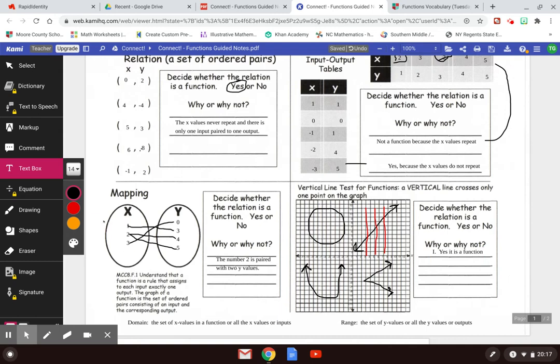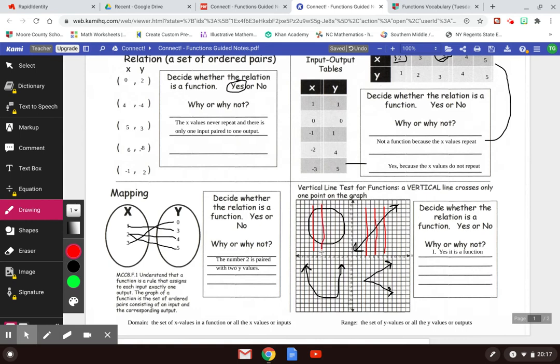Now, if I look over here at quadrant number 2, and if I do the same thing and draw a vertical line, let's suppose I start right here. My vertical line crosses the circle at 2 points. It crosses here and it crosses here. So that means for this input of x, there are 2 y values that output.